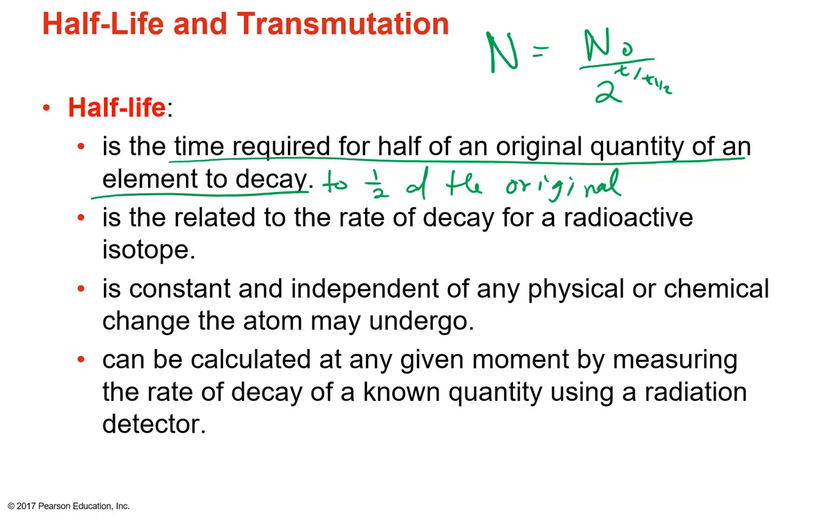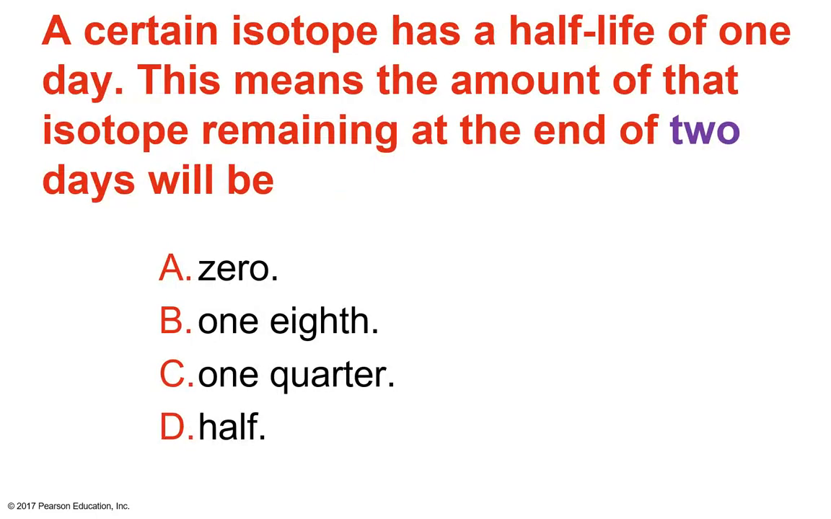Very good. So, to make sure that we all pay attention to this dialogue, a certain isotope has a half-life of 1 day. This means that the amount of the isotope remaining at the end of 2 days will be... Remember, it's divided in half each time.